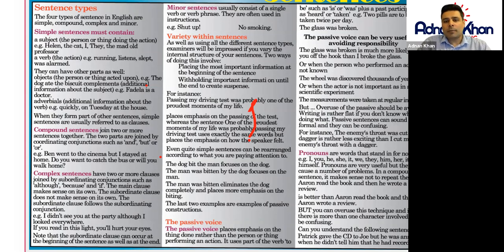Moving on to a third type, a complex sentence. Here, two or more clauses are joined by subordinating conjunctions, such as the words although, because, and if. How often do we use those three keywords? Although, because, and if. The main clause makes sense on its own, but the subordinate clause does not make sense on its own. So for example, if you look at the bottom of the screen on the left-hand side, you can see, I didn't see you at the party, although I looked everywhere.